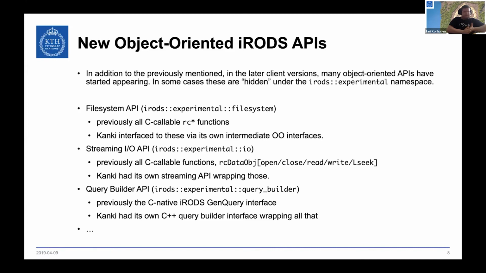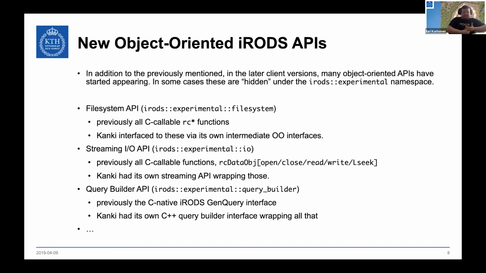And the second new part is the object-oriented APIs. Some of these are still named iRODS experimental, or they are in the iRODS::experimental namespace. And I guess when they are deemed ready, the experimental will go away. So this would become iRODS file system, iRODS IO, and iRODS query builder, and so on.